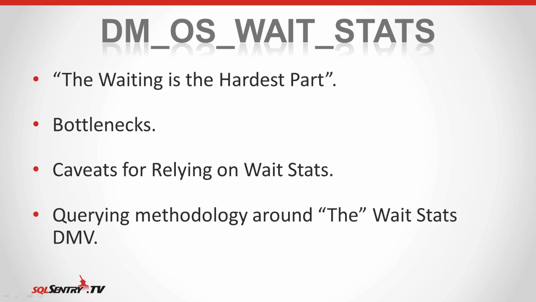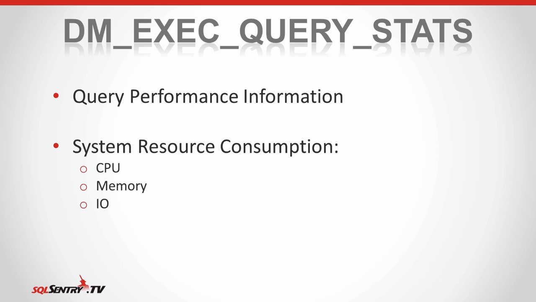Another one that's really good is the DM exec query stats. So this gives us query related performance information for each of the different queries that are going on. It tells us a lot about the system resource consumption on a per query basis: CPU, memory, I/O. So I'll show you an example of that in just a minute.